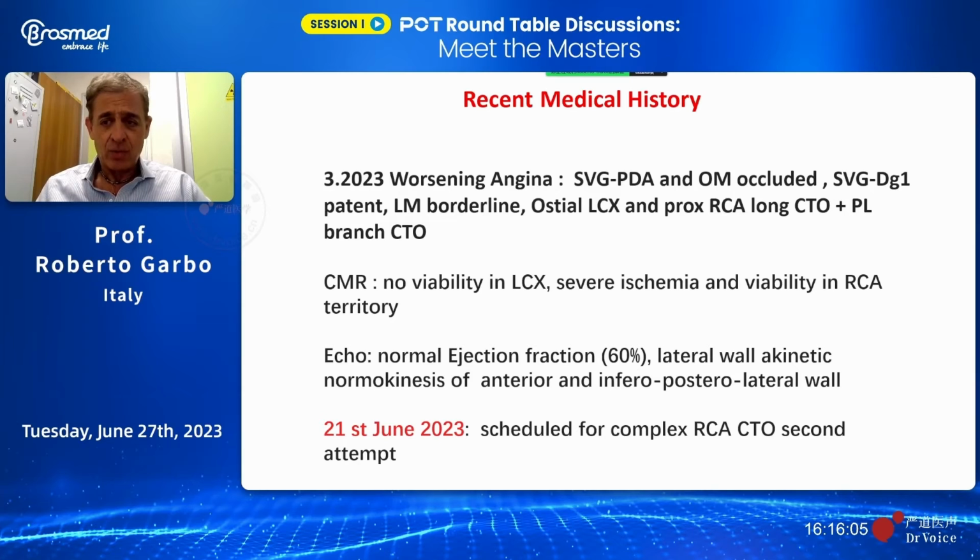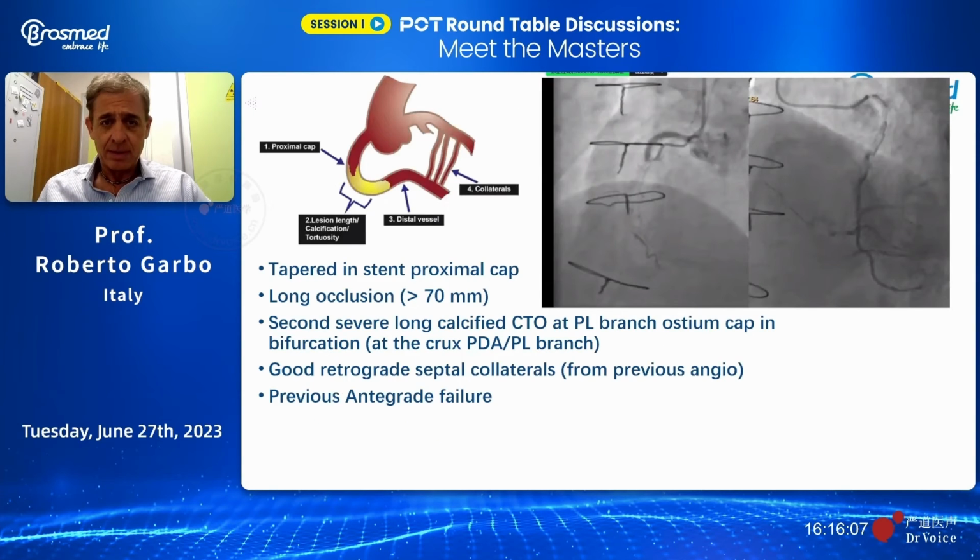Just try to go. This is the first shot of the situation. You can see the right, you will see better later, and we have a sort of tree occlusion. The proximal right is occluded until the distal PDA. Then we have another occlusion in the ostium of the big posterolateral branch.